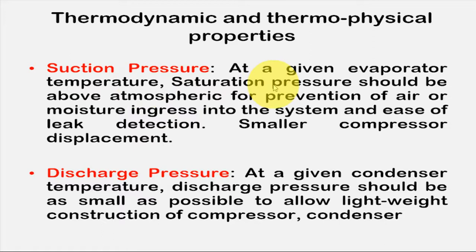At a given evaporator temperature, the saturation pressure should be above atmospheric so that air or moisture will not enter into the system. So we can prevent the entry of air or moisture into the system. And it is easy for leak detection and gives smaller compressor displacement. Then the discharge pressure of the condenser at a given condenser temperature should be small so that the power consumption is less, and compressor and condenser are lightweight.